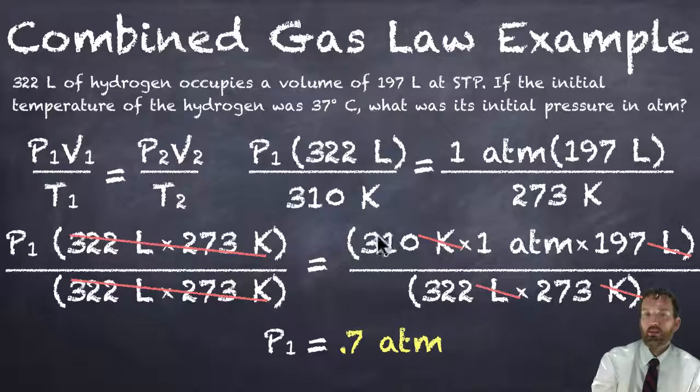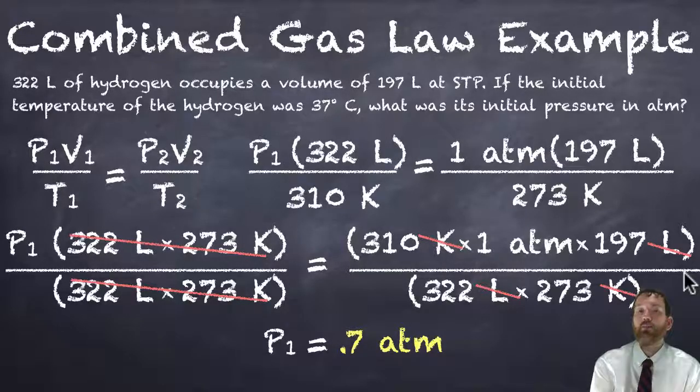I've known in the past some students have liked to just do this math. They'll do 310 times 1 times 197, enter, write down that number, 312 or 322 multiplied by 273, enter, write down that number, and then divide them. Now it's doing an extra step and it's going to make you take more time, but at the end of the day, whatever gets you the question right is the method I want you to take to solve this problem correctly.